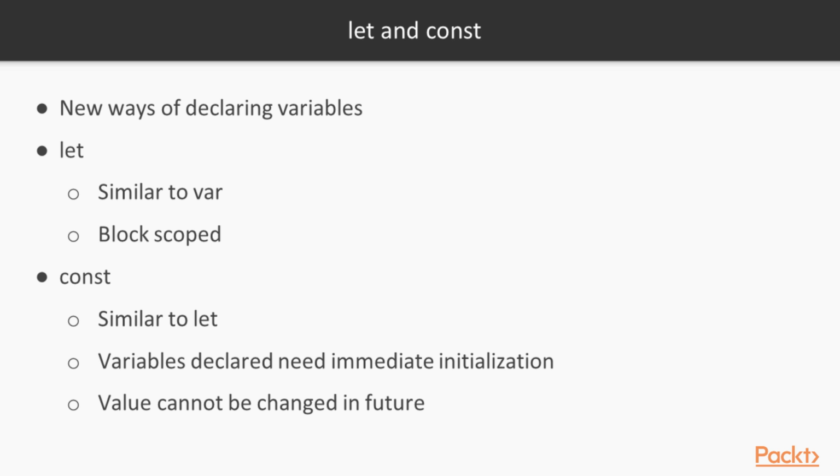So that means the variable declared using the let keyword is available only within that block where it was declared, not even the function. Now coming to const, it's a keyword used to declare a new variable similar to let, but the variable needs immediate initialization, and the value that you provide to the variable cannot be changed in future. Next, let's quickly take a look at let and const from a coding demo perspective.